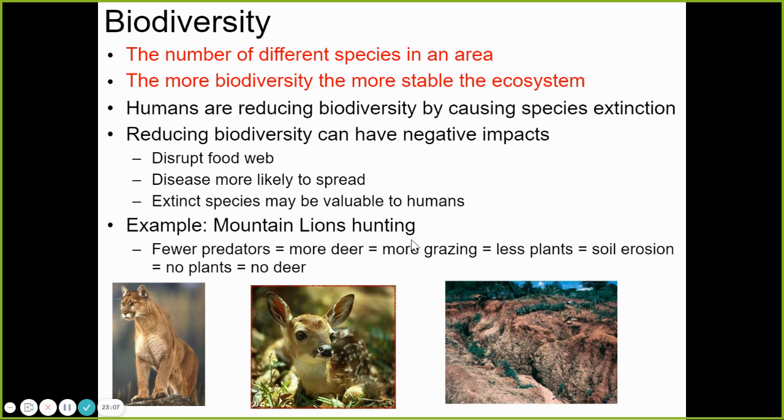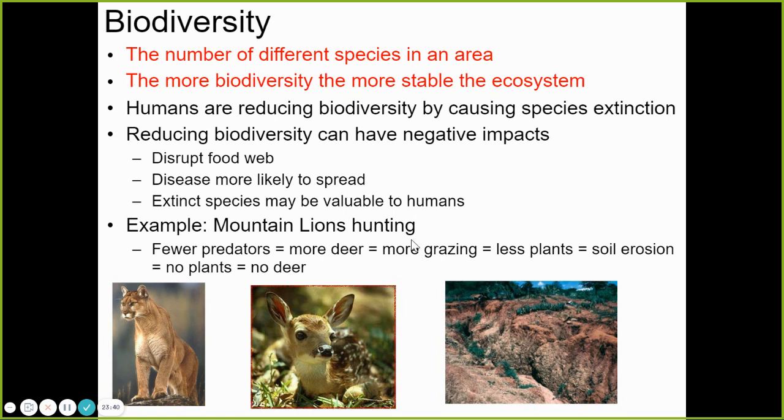And so if we cause species to go extinct, if we have these severe negative impacts on the ecosystem, those beneficial organisms may be lost. And we can't always predict what would happen when a species becomes extinct or when a species is removed from an area. We'll learn more about this tomorrow when we talk about the wolves. But here's another example. Mountain lions.